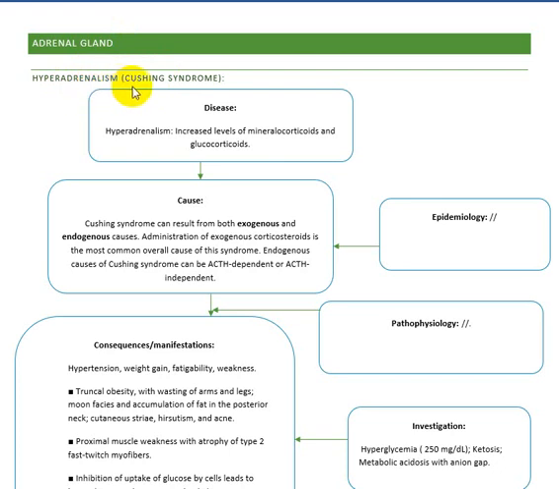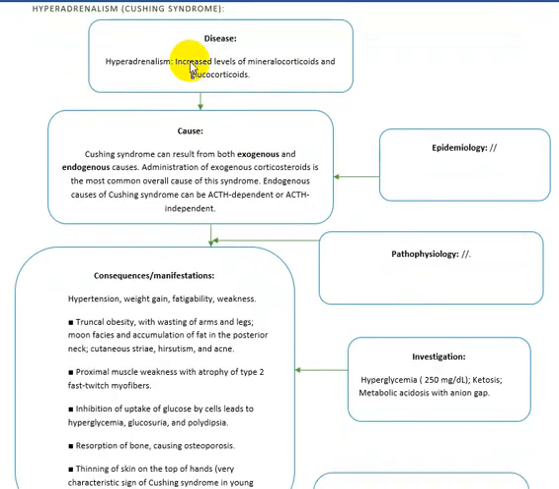In this case, the hyperadrenalism of the zona fasciculata results in Cushing syndrome. So you have hyperadrenalism or Cushing syndrome, with increased levels of mineralocorticoid and glucocorticoid. Cushing syndrome can result from both exogenous and endogenous causes.